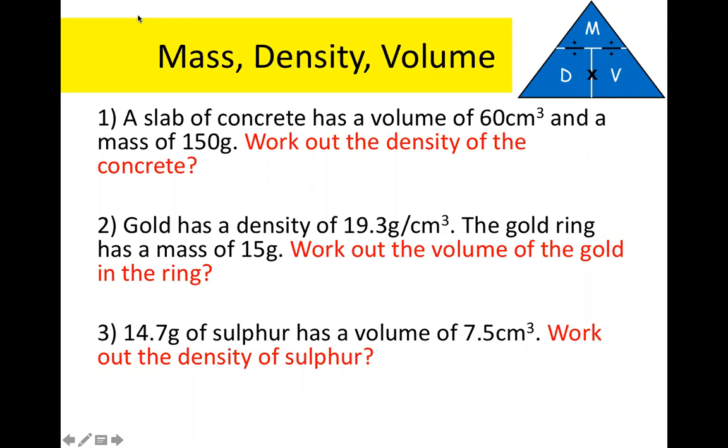Okay, let's see the first one. What is the density, Ricardo? 2.5. Can you tell me, what did you do? 150 grams divided by 60 cm. Yeah. So we get 2.5. What is the unit? Grams per cm cube. Correct. Okay.